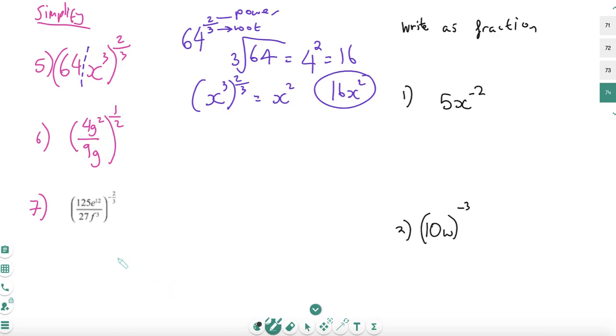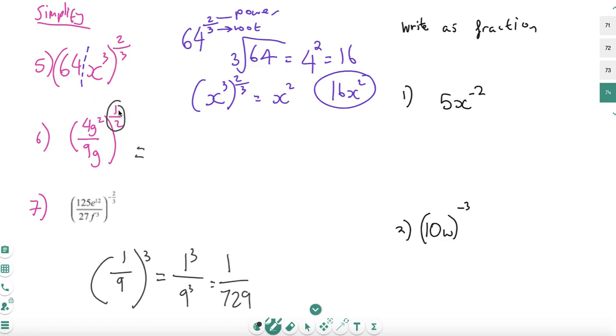For example, let me show you an example. Imagine we have 1/9 to the power of 3. Another way you could write this is 1 to the power of 3 over 9 to the power of 3. So we're just powering both the top and the bottom by 3. So we can apply the same logic. So 1 cubed over 9 cubed. 1 cubed is 1. 9 cubed is 729, I think. Yes. So what we can do is we're going to power the top by 1/2 and power the bottom by 1/2.